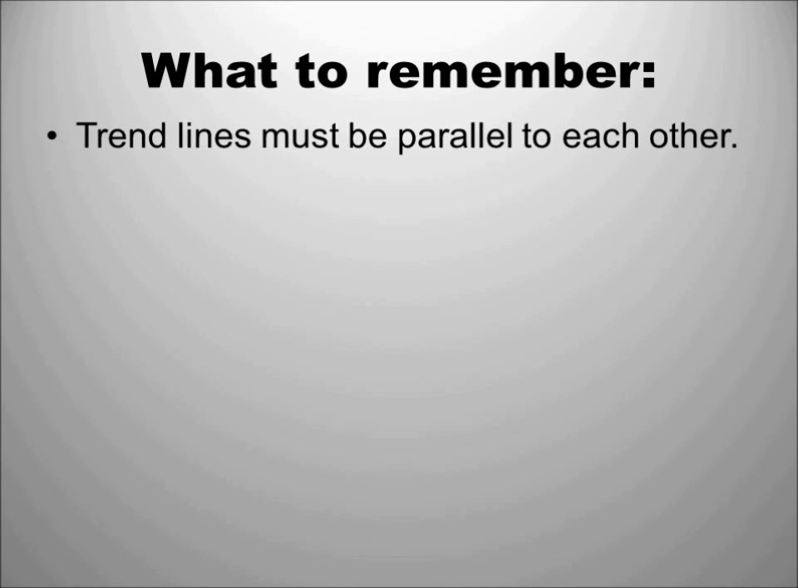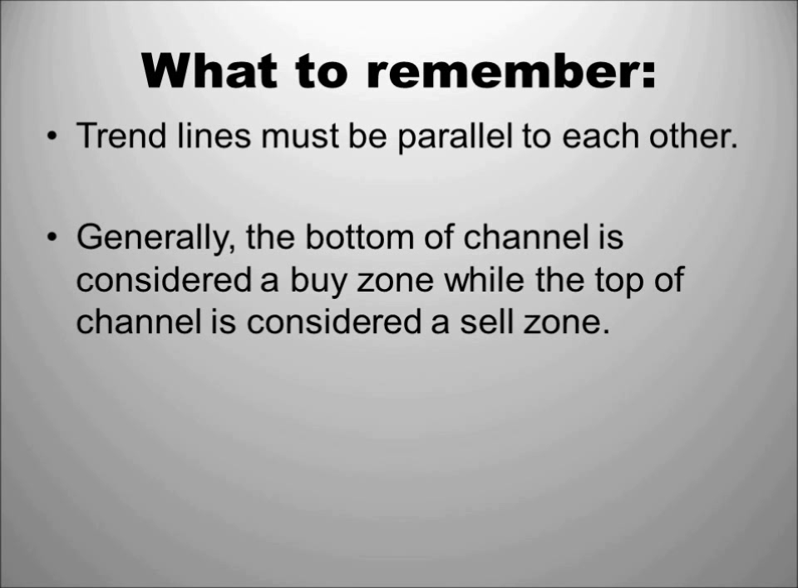Now, this will probably not be an issue for us because our trading platforms will give us the tools to make parallel lines. So we don't have to make the lines parallel. The software program will make the lines parallel for us. Also, the bottom of the trend line is considered the buy zone, whereas the top of the channel is considered the sell zone.